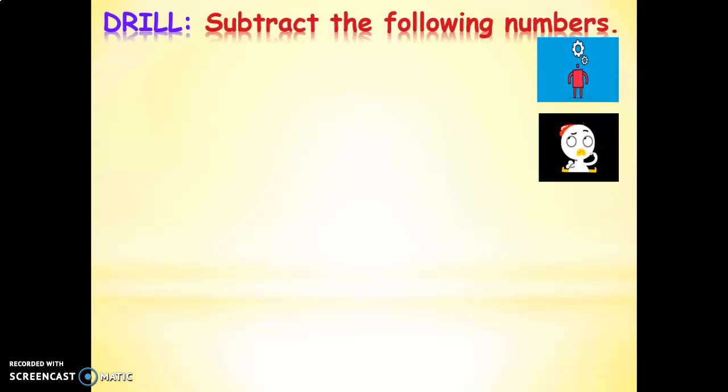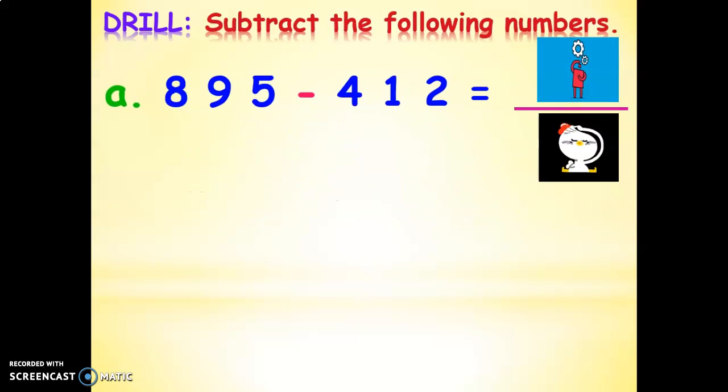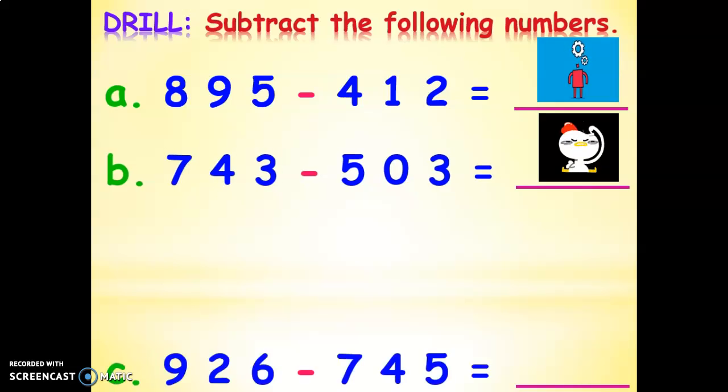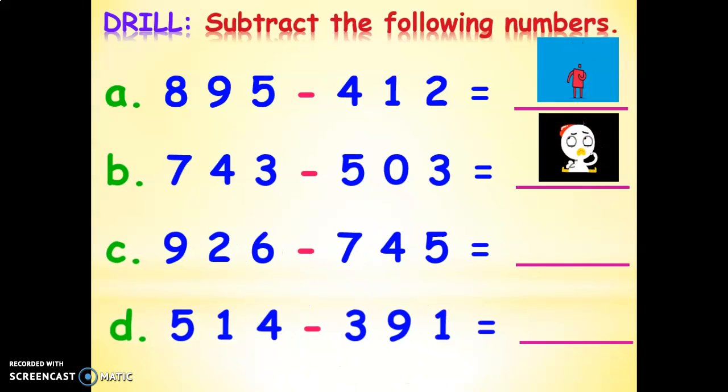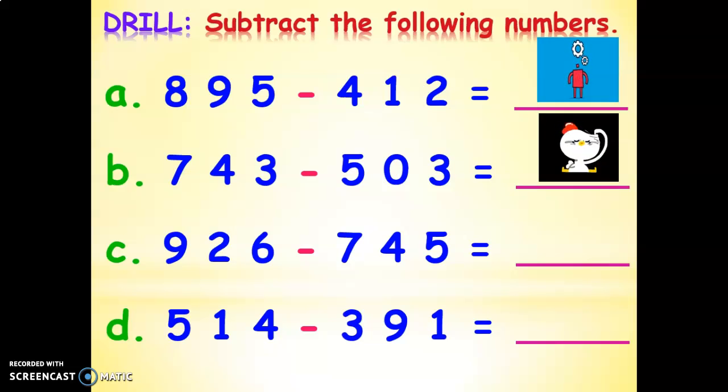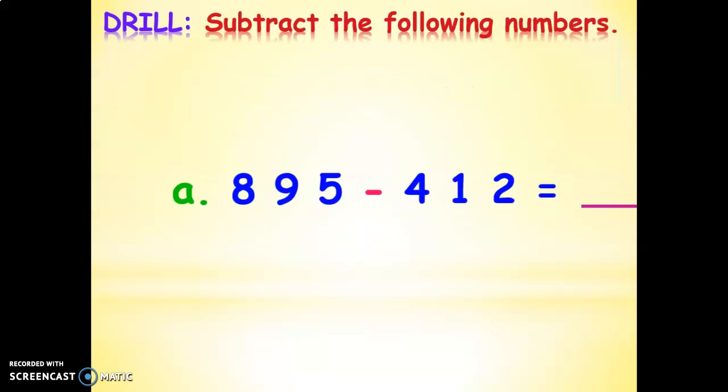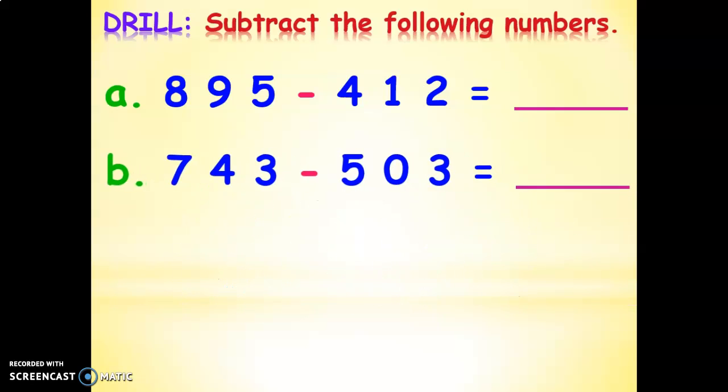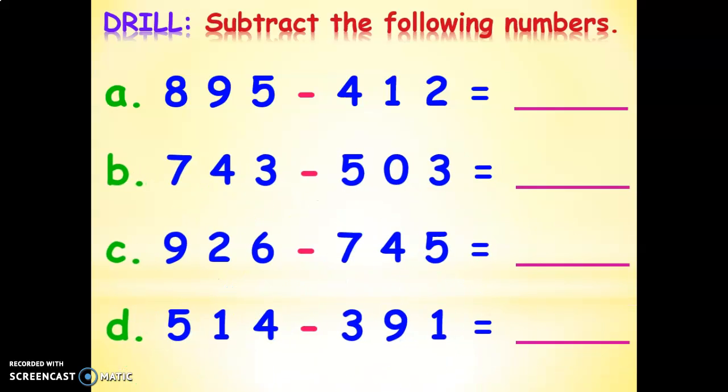I hope that you do understand how to do horizontal subtraction. Now try to answer this drill. Subtract the following numbers. Find the answer for letter A, for letter B, for letter C, and for letter D. And if you are ready, we can now find out if you got the answers right. So we have letter A, B, C, and D. Again, horizontal subtraction means you have to subtract from left to right.